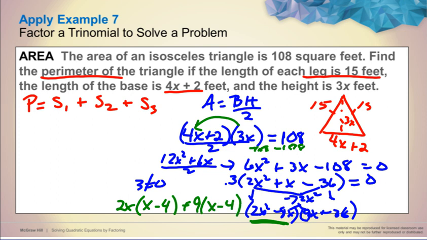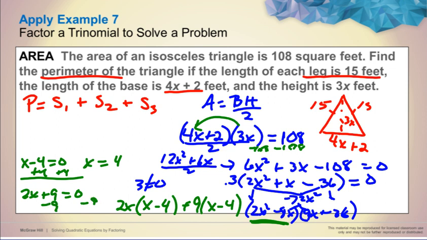So now here I have x minus 4 equaling 0, and I have 2x plus 9 equaling 0. If I add 4 to both sides, I could have x equaling 4, or I can subtract 9 on both sides and then divide by 2, and x could equal a negative 9 halves. Now, if I'm finding length, I can't have negative units, so I know it cannot be negative 9 halves.